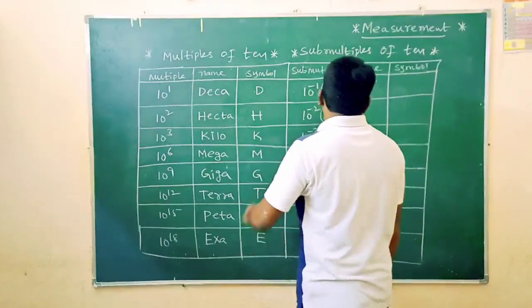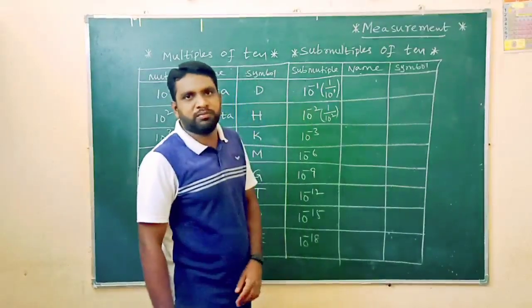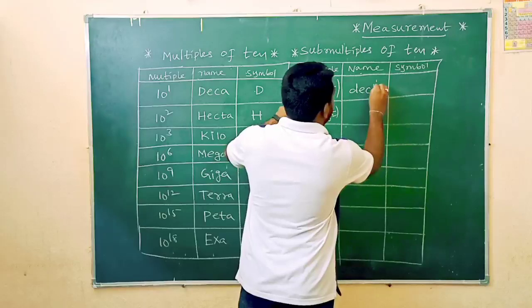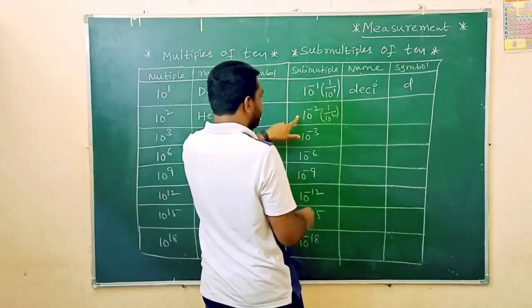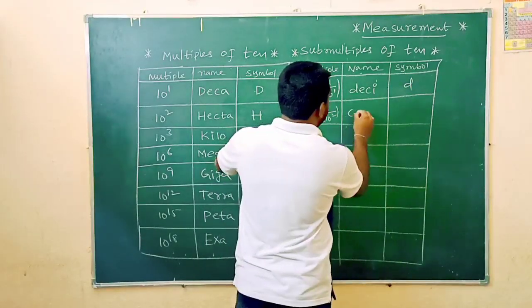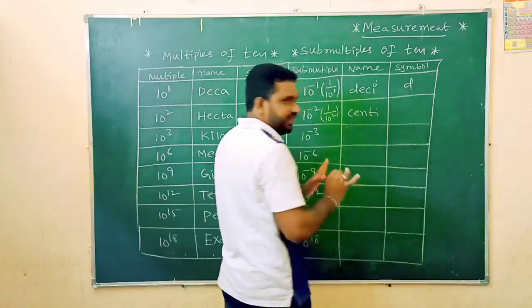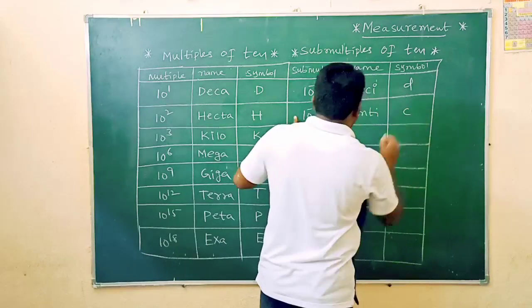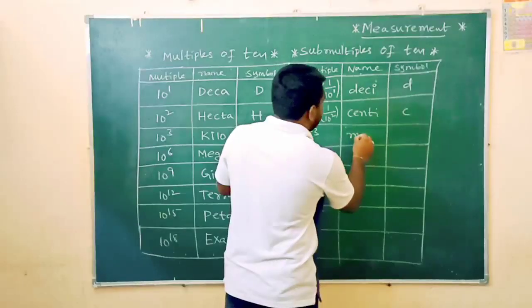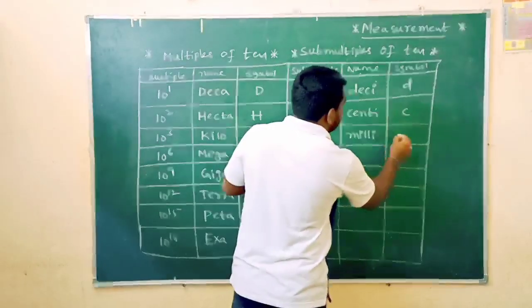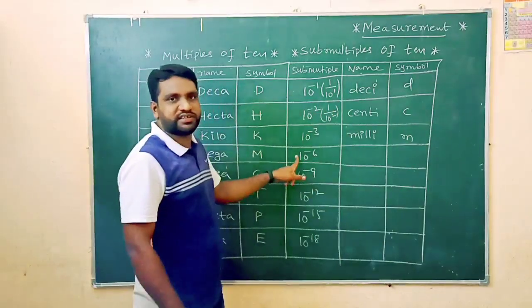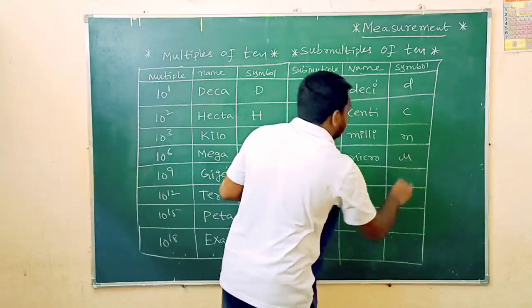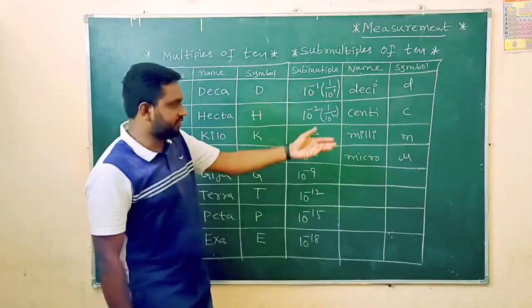Now we will see the names of the submultiples. 10 to the power of minus 1 is called deci, denoted with a small d. 10 to the power of minus 2 is centi, as in centimeter. You know that one very well. Centi is nothing but 10 to the power of minus 2, denoted with c. 10 to the power of minus 3 is milli, for small values, denoted with a small m. 10 to the power of minus 6 is micro. It has a specific symbol, the Greek letter mu.